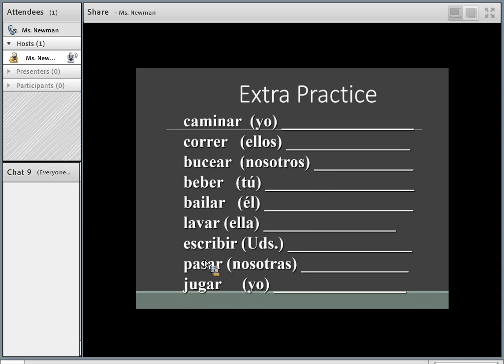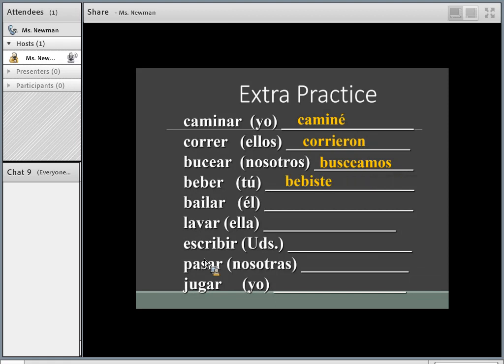Okay, let's do some extra practice here. We have caminar in the yo form. This is all preterite, right? How would you say I walked in the preterite? Caminé. They ran. Corrieron. Nosotros bucear. We scuba dived. Buceamos. Beber, tú. You drank. Bebiste.